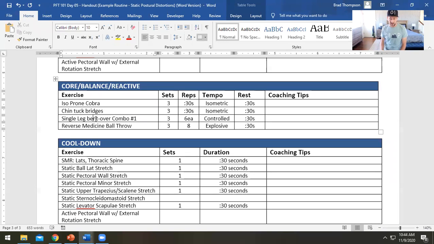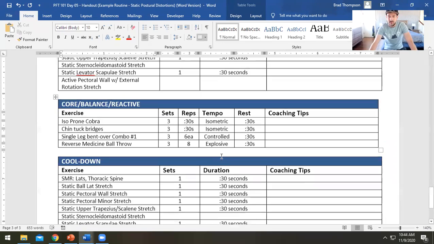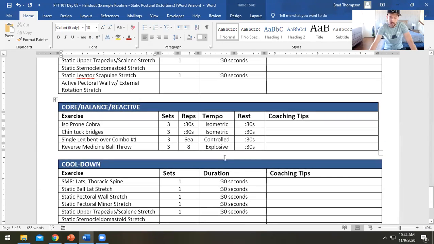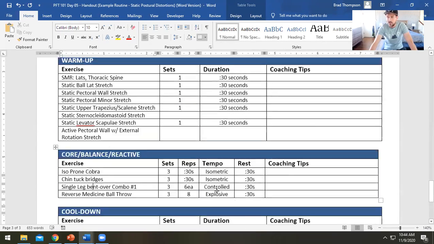And then reverse medicine ball throw. I have a medicine ball in my hands, and then I toss it back like this, straight up overhead. So I'm getting better at raising my arms up. That last one, not perfect, but it's at least one explosive movement on the list. The rest of them are nice and slow.